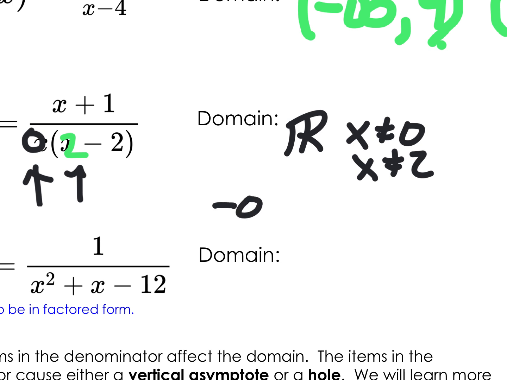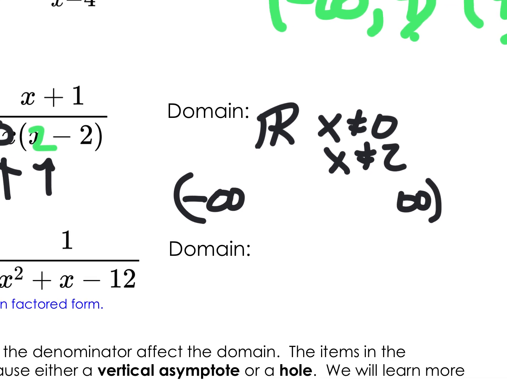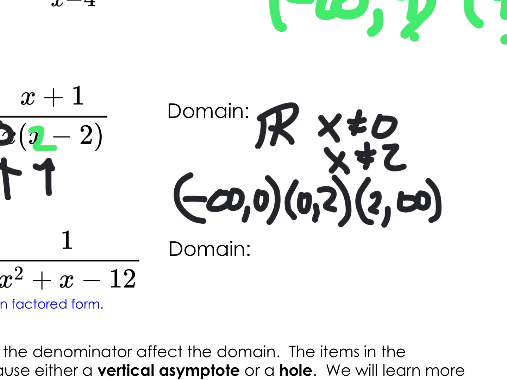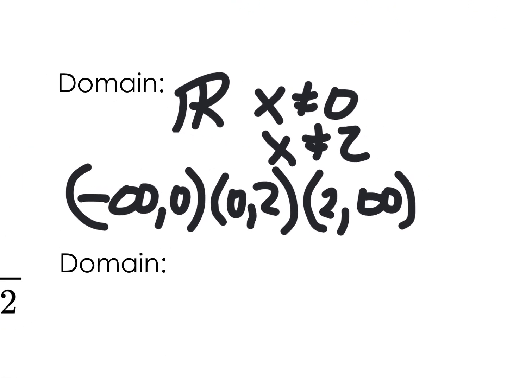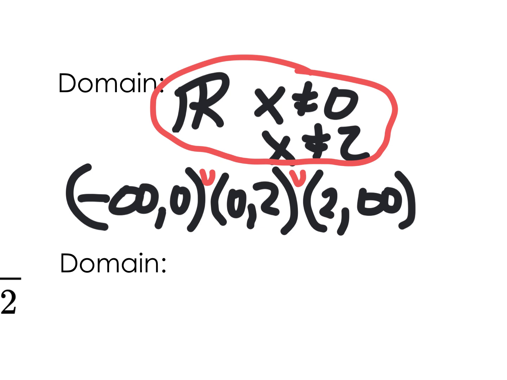Or -infinity until infinity with some stops along the way. Can't be 0. Starts working again right after 0 until it hits 2. And then can't be 2. But honestly, this way is kind of a pain. That's a lot easier. But on the test, if they ask you for interval notation, you'd have to be able to write it that way. So you got to kind of know both ways.